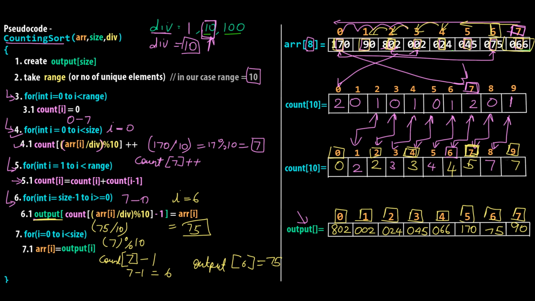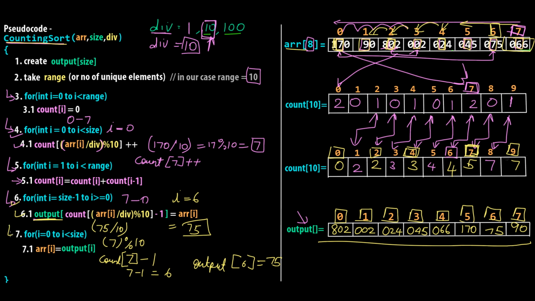Okay, so this is the second iteration of the counting sort. And after this step 6 and 6.1, in the output array we have our result where we have applied counting sort on this input array, but only on the second digit, that is the tens place digit.